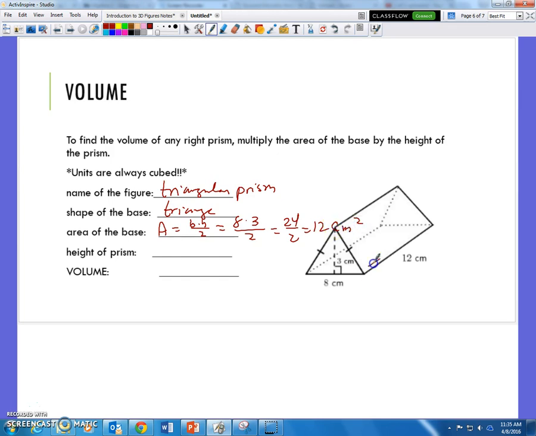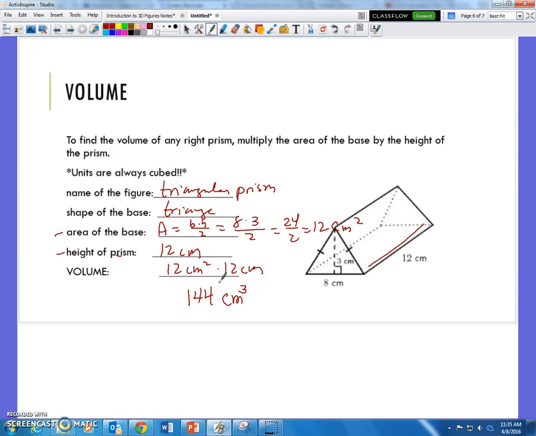The height of the prism in this case is 12 centimeters. And so to find my volume, I need to multiply my 12 square centimeters for my area times my height, 12 centimeters. Total, that gives me 144 cubic centimeters is what we call that.